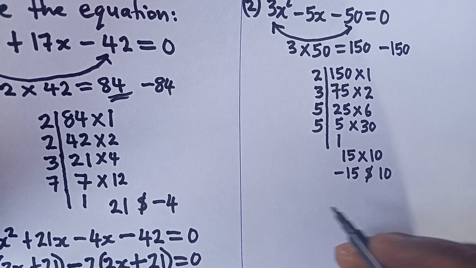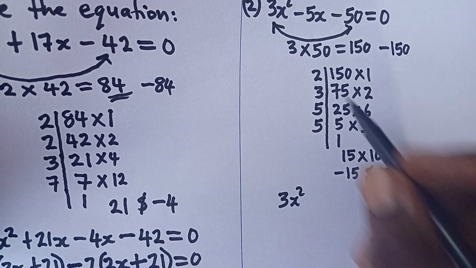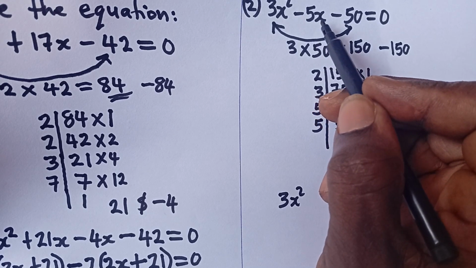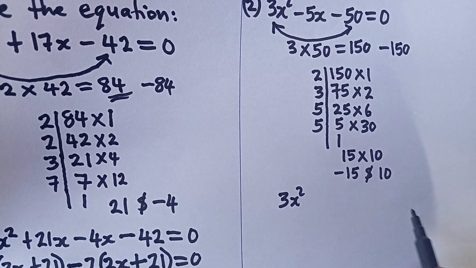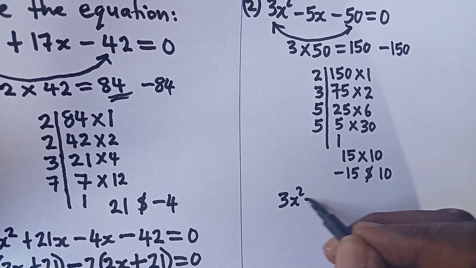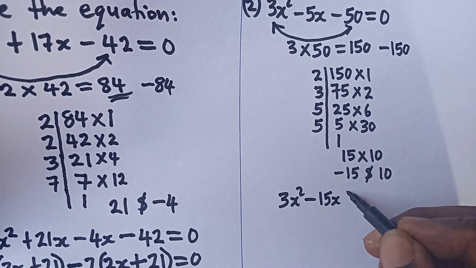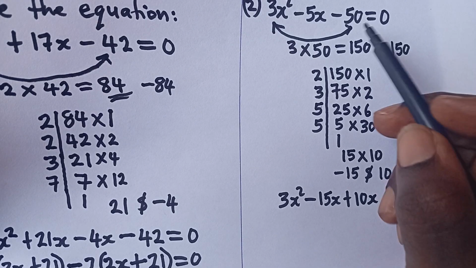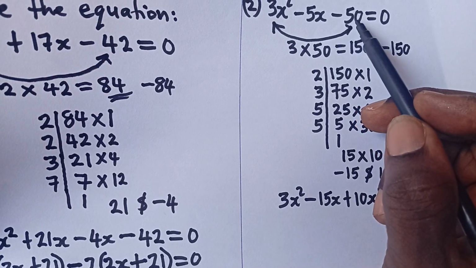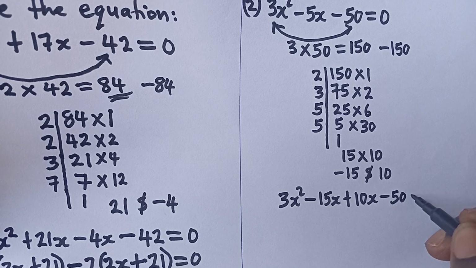So I'm going to write this equation and say 3x squared. Instead of writing the minus 5x, I'm going to use these two values to replace that minus 5. So I'm going to write minus 15. Don't forget to put x along with it. Minus 15x plus positive 10, that is plus 10x. Then don't forget you write this original value in the equation, minus 50, and everything is equal to 0.